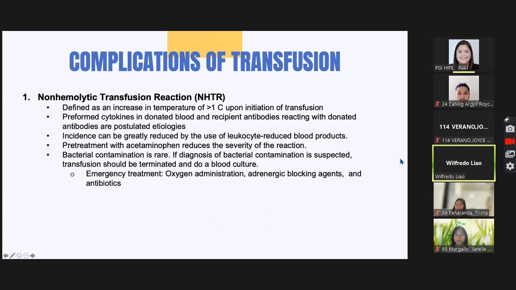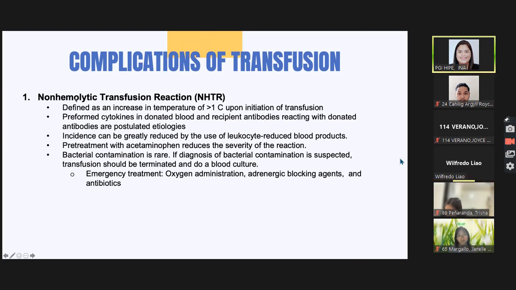So, first, the febrile non-hemolytic transfusion reaction. This is defined as an increase in temperature of greater than 1 degree Celsius upon initiation of transfusion. This is due to the preformed cytokines in donated blood and recipient antibodies reacting with donated antibodies, which are postulated etiologies. So this is the pathophysiology, the reason for the fever.